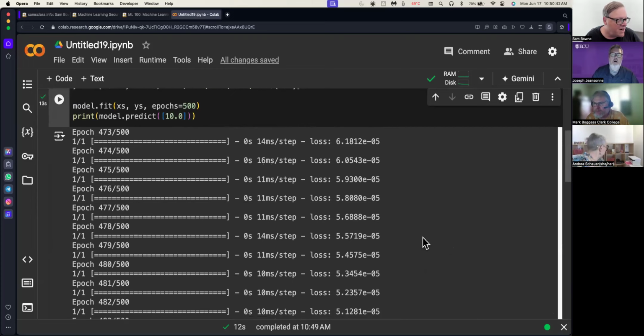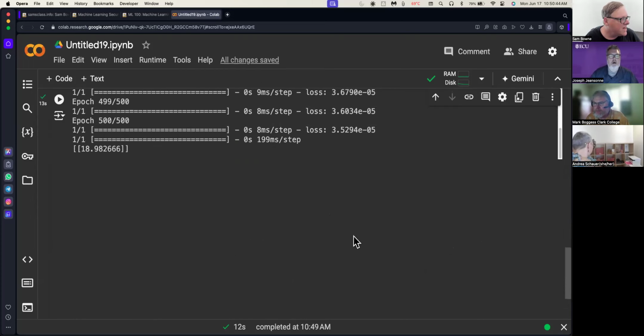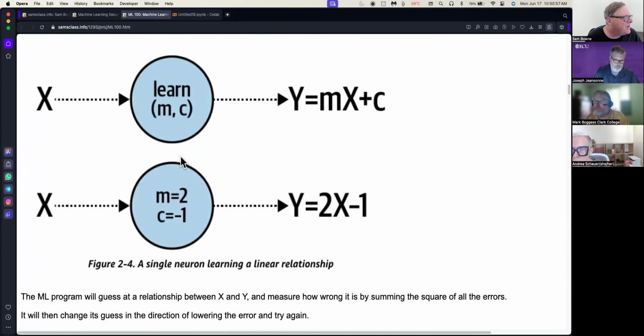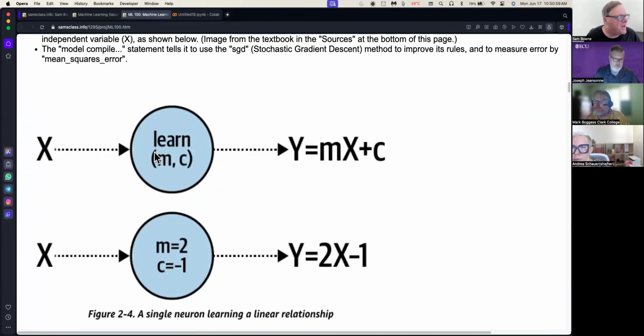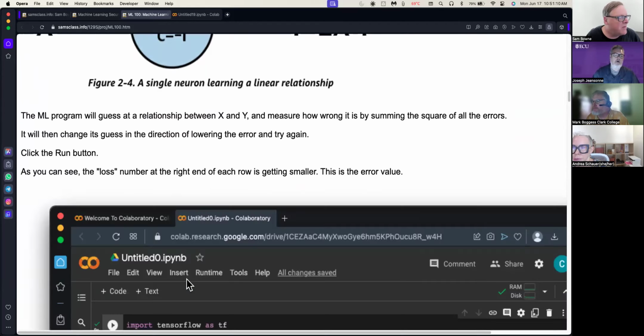And so when it was done, to evaluate how well it worked, I had it predict the value at 10. And the right answer is 19, 2 times x minus 1. And see, it got 18.98. So it got very good at predicting the value. And we can also, here's what it looks like. Your x comes in, it calculates mx plus c. M and c are the adjustable parameters, and calculates y. And it learned to have m equals 2 and c equals -1 from the data.